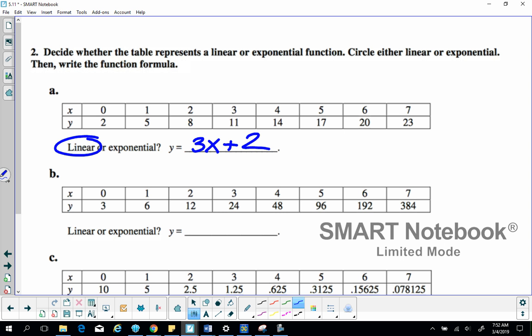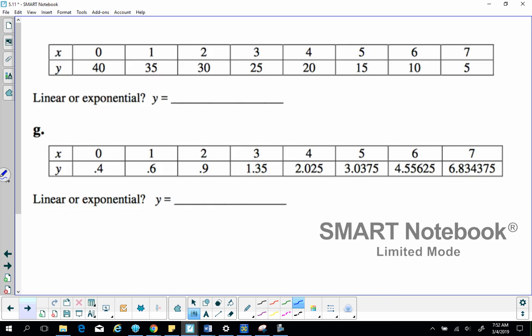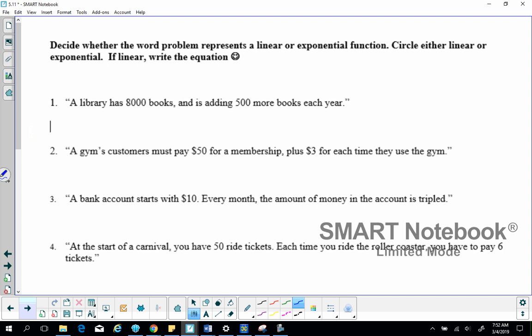So you're only doing that for linear. If it's exponential, just circle exponential, and maybe write the factor, what it's multiplying by. The back of that page is word problems, so you're just identifying if it's linear or exponential.